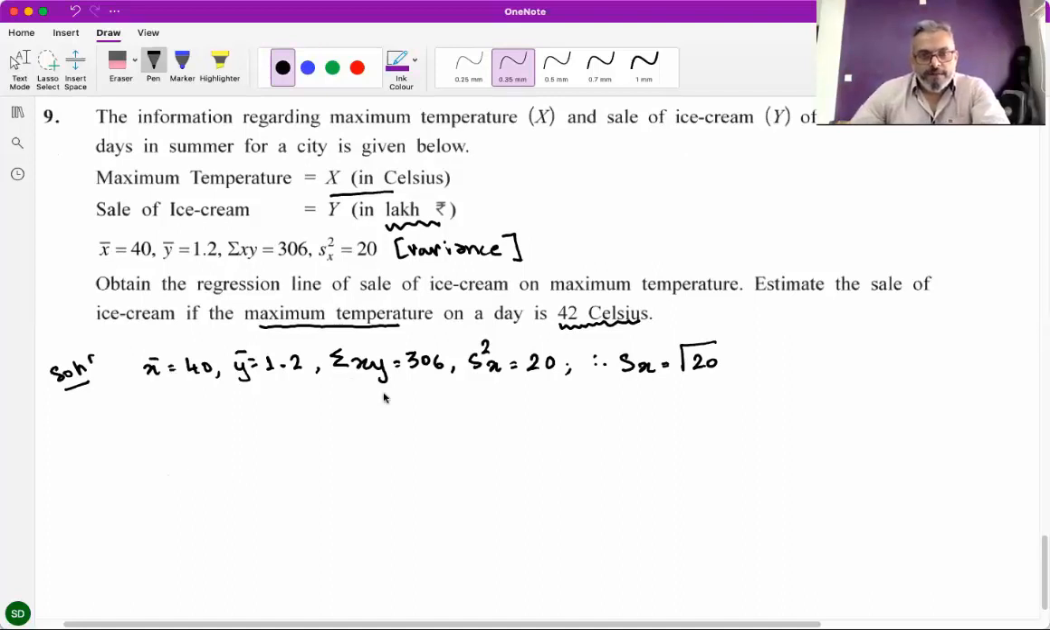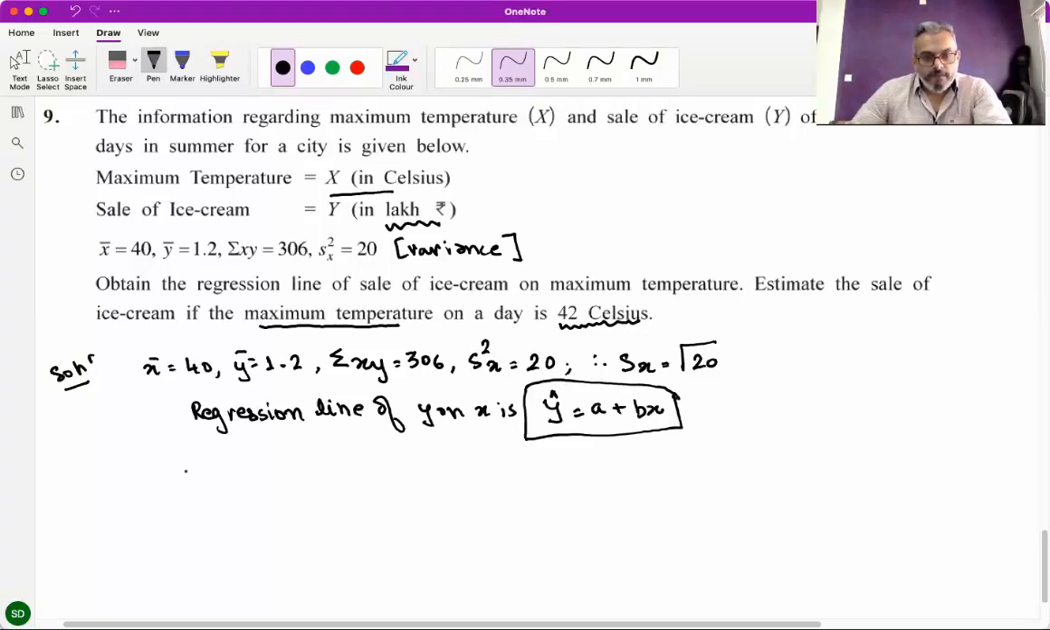Now, sigma xy is given, S square X is given. So here, what formula we have to use? We need to decide. So first let's write regression line of y on x is y cap is equal to a plus bx. So first let's find out b y on x, which is equal to b. So here we use the formula covariance x comma y upon s square x. Now let's find out covariance x comma y first.